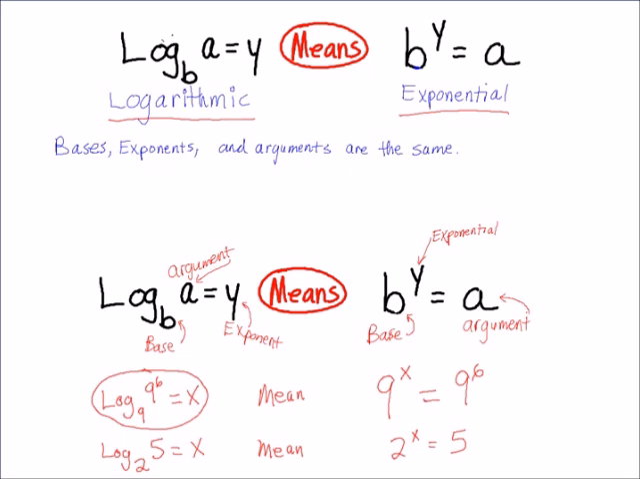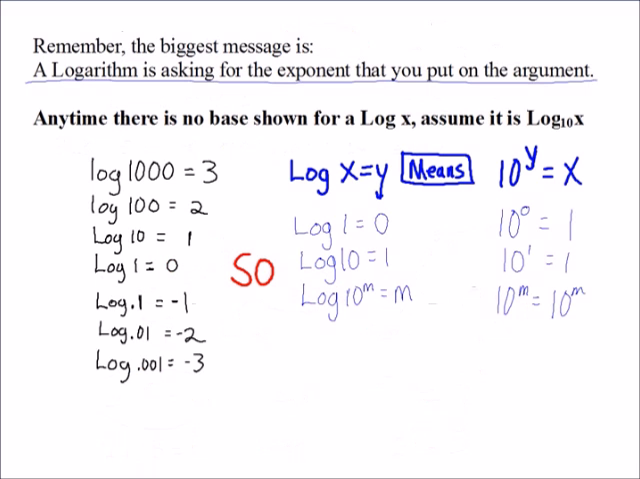Let's move on. It's going to be kind of a short lesson here. So remember, the biggest message is a logarithm is asking for the exponent that you put on the base to get the argument. Anytime there is no base shown for a log, assume that there's a base of 10. So right there, there's a little invisible 10 that you don't see. So log base 10 of 1,000 is equal to 3. Why? Because this will be changed into 10 to what exponent? 3 is equal to 1,000.